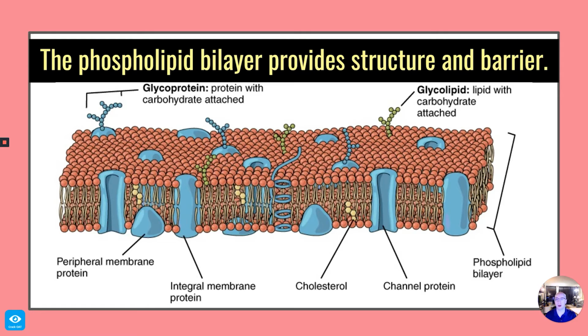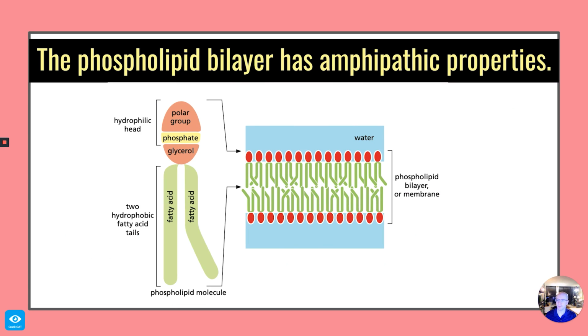The phospholipid bilayer provides structure and barrier to the cell membrane. So as you can see here, we have a general schematic of the cell membrane. We have our glycolipids, we have our phospholipid bilayer, cholesterol, all of the proteins that are associated with the cell membrane, as well as our glycoproteins. And we'll talk about more of these in a lot more detail as we move on. So the phospholipid bilayer has amphipathic properties.